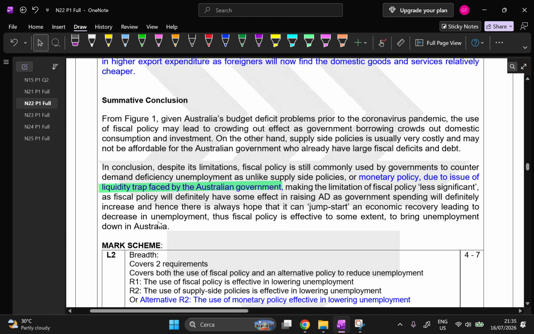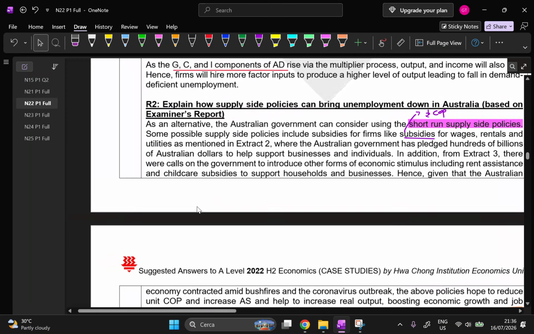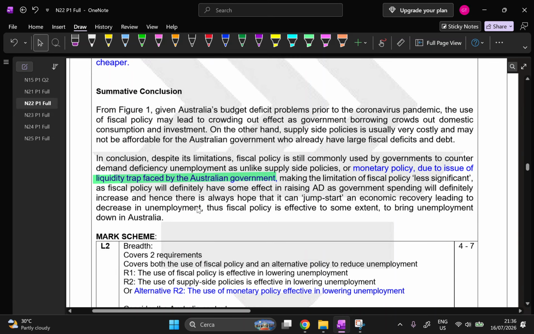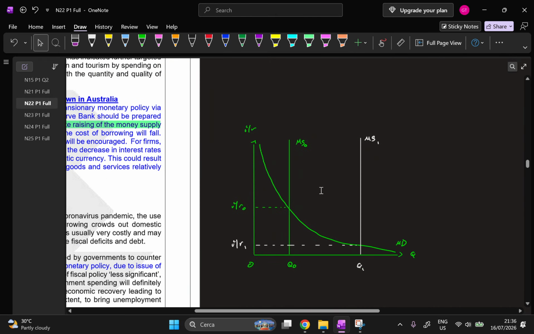Okay. They talk about the liquidity trap here for monetary policy. I suggest writing supply side policy for R2 because we want breadth. I don't want two demand side policies as far as possible. I want to have one demand side policy and one supply side policy. So the liquidity trap is basically to say, in order to decrease interest rates, I need to increase the money supply. Do I even have the money to supply or not? That's what the liquidity trap is.